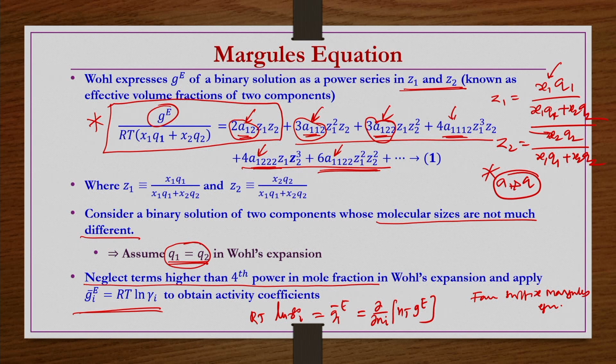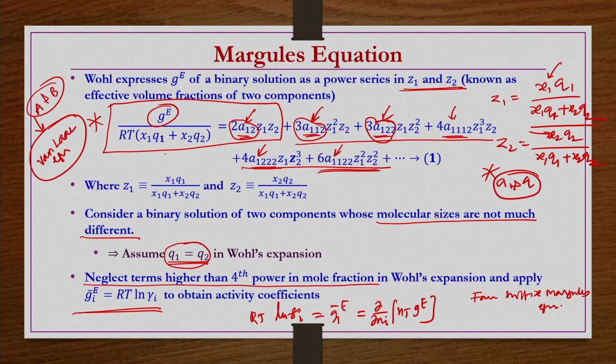Another simplification we have done is q1 is not equal to q2. Then the simplified expression that we got, we called it a kind of Van Laar equation, which has only two constants, a prime and b prime. Those constants are again written in terms of a12, q1, q2, etc.